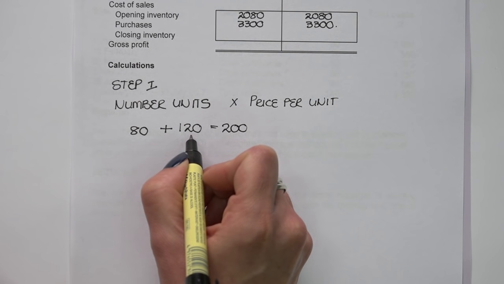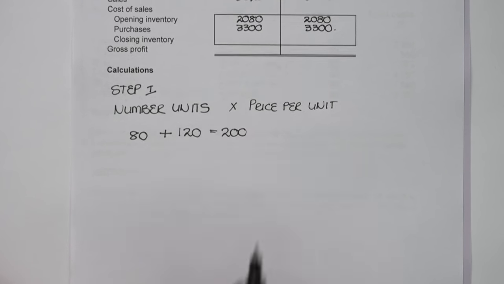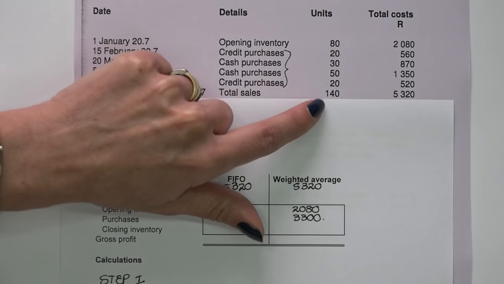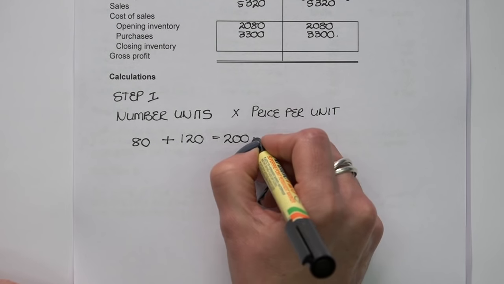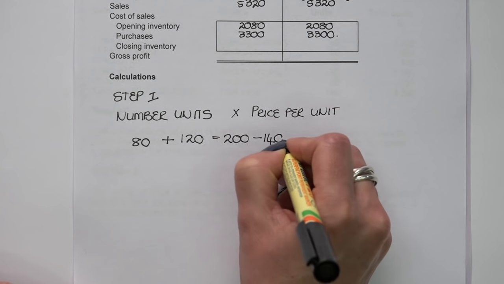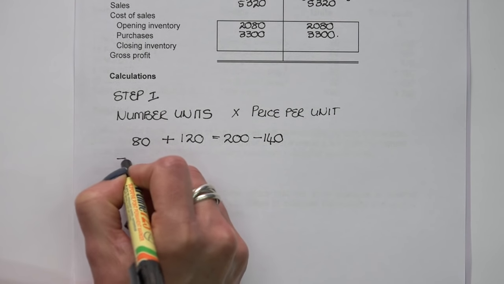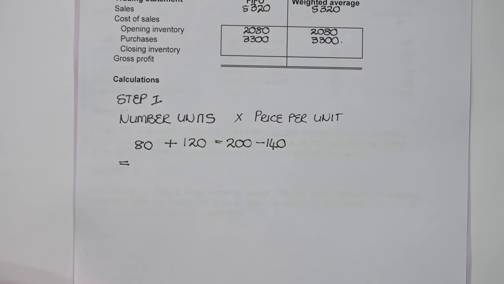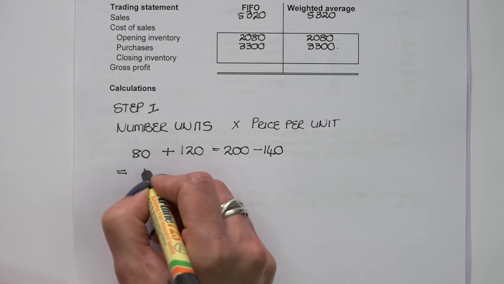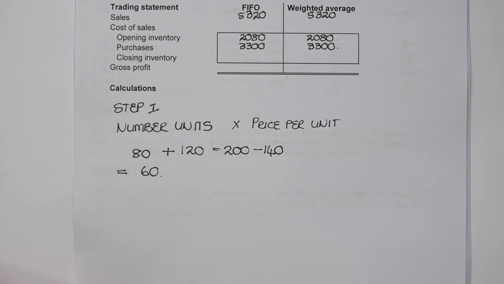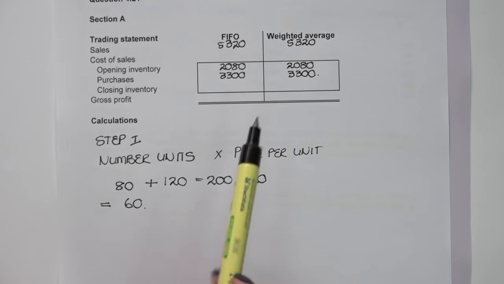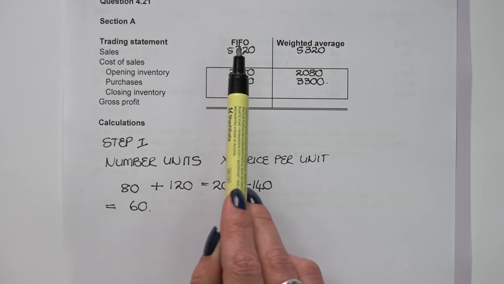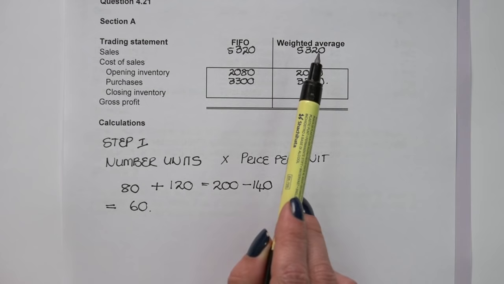Opening inventory and purchases. Of these 200 available units, we sold 140 units during the same period. So if we deduct that 140 units from the 200, the units that we had left at the end of the year is 60 units. We now need to look at these 60 units and multiply them with a price per unit, first for the first in, first out method, and then for the weighted average method.